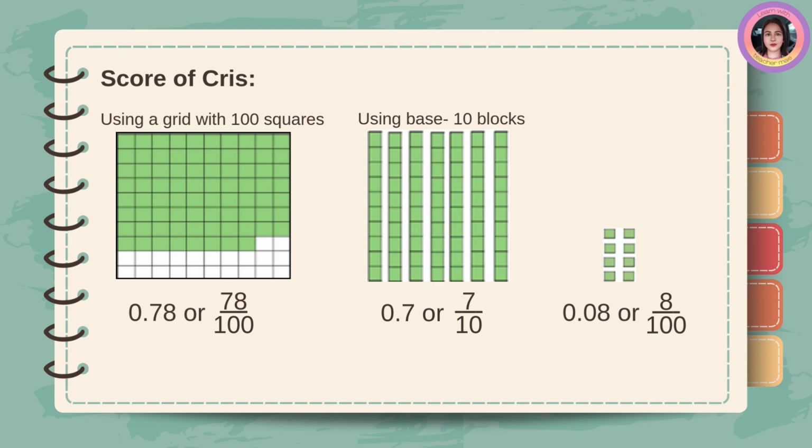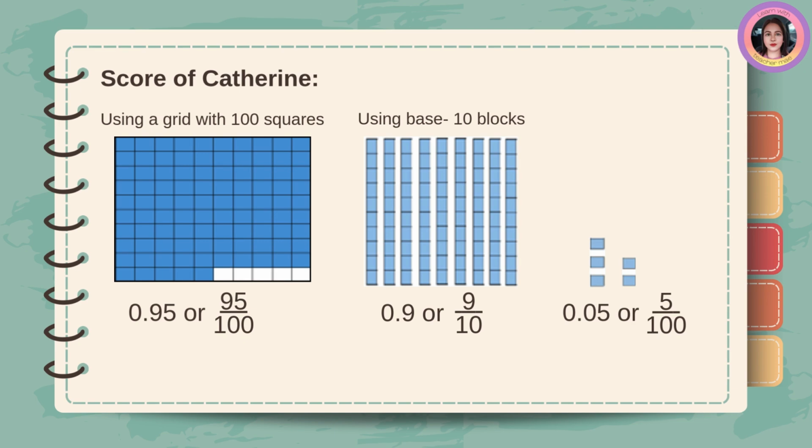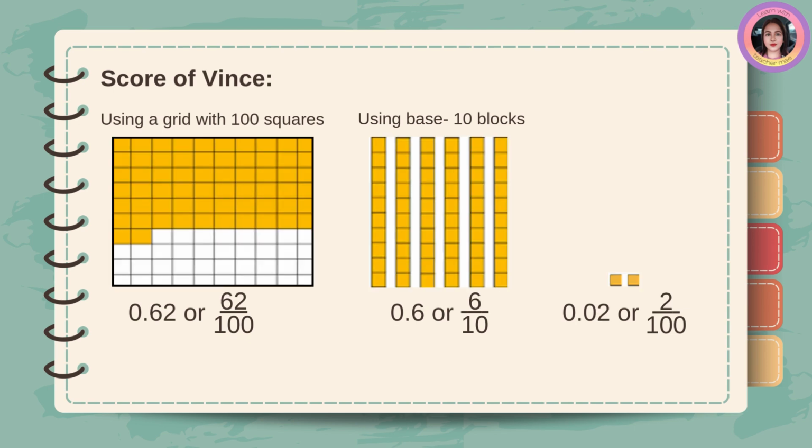Score of Chris. Using a grid with 100 squares, 0.78 or 78 hundredths. Using base 10 blocks, 0.7 or 7 tenths, and 0.08 or 8 hundredths. Score of Catherine. Using a grid with 100 squares, 0.95 or 95 hundredths. Using base 10 blocks, 0.9 or 9 tenths, and 0.05 or 5 hundredths. Score of Vince. Using a grid with 100 squares, 0.62 or 62 hundredths. Using base 10 blocks, 0.6 or 6 tenths, and 0.02 or 2 hundredths.